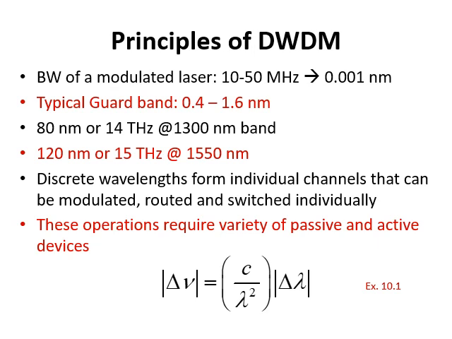The basic principle of DWDM: the bandwidth of the modulated laser is 10 to 50 megahertz, or in other words 0.001 nanometer. Typically, the guard band is 0.4 to 1.6 nanometers. That is the range considered with respect to the band for DWDM.